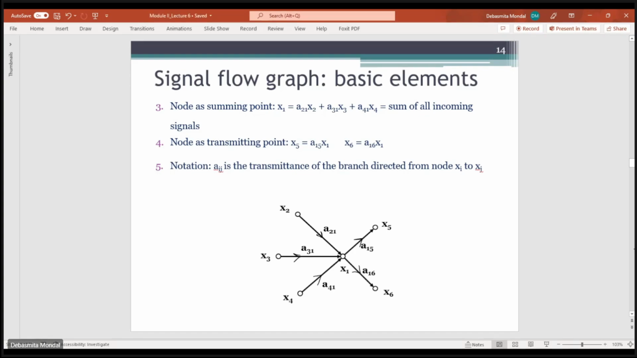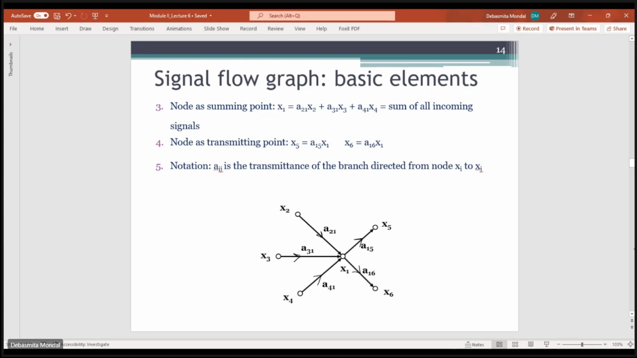In that case, this node is acting as a summing point. This node can also act as a transmitting point, meaning there are outgoing signals from this node. When dealing with outgoing signals, the value of x5 will be x1 multiplied by the gain of the corresponding branch, which is A15. Similarly, the value of x6 will be equal to x1 multiplied by A16.